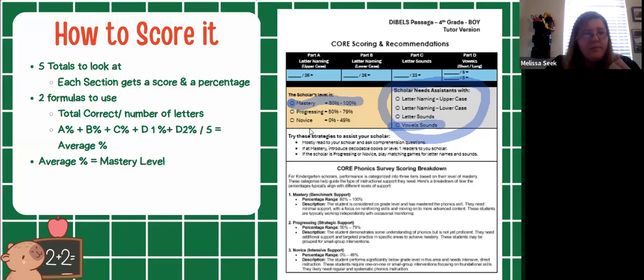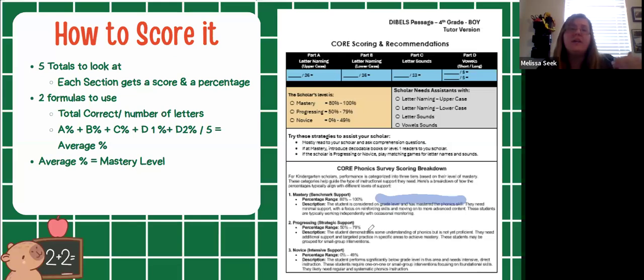Here at the bottom, it has a breakdown of what the scores mean, kind of what we were talking about. So mastery, they're considered on grade level and have mastered the phonics, at least this section. Progressing, that's kind of, okay, they're getting there. They could be just below that threshold mark. They just may need a little bit of an extra push. So that's this one right here.